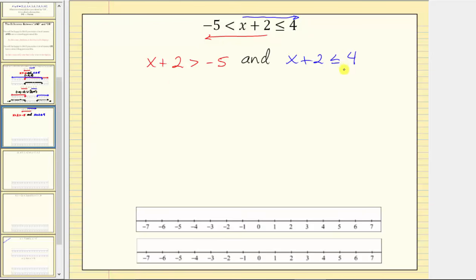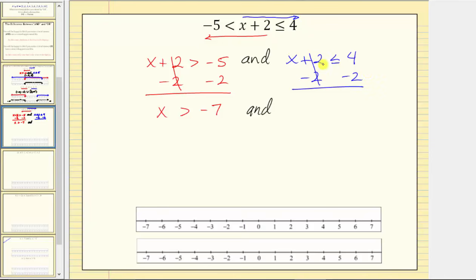And now for both inequalities, we need to solve for x by subtracting 2 on both sides. Subtracting 2 on both sides here and simplifying, 2 minus 2 is 0, giving us x greater than negative 5 minus 2, which is negative 7. And subtracting 2 on both sides here and simplifying, again 2 minus 2 is 0, giving us x less than or equal to 4 minus 2, which is 2.